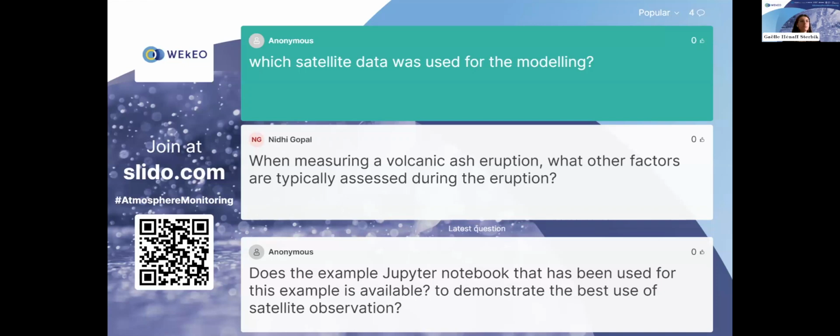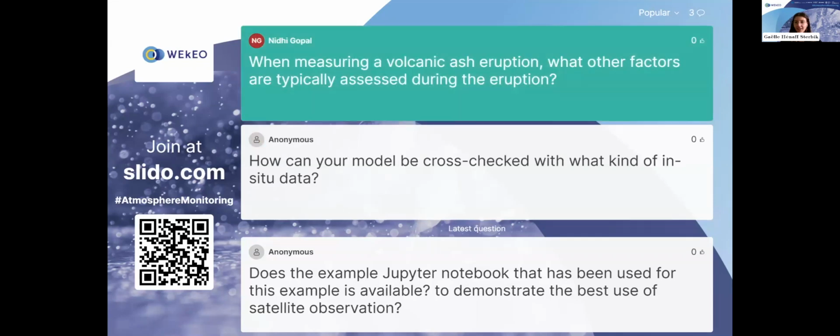Okay, thanks a lot. And yeah, the paper was made available in the chat, so people can also have a look at that. Okay. Next question, when measuring a volcanic ash eruption, what other factors are typically assessed during the eruption?